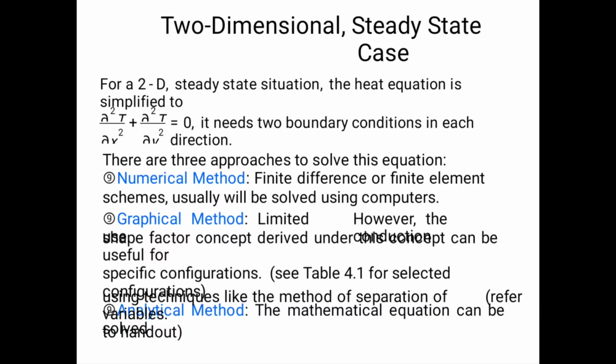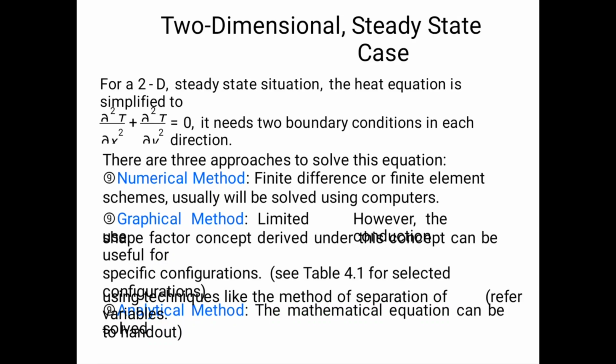In such a case, for a 2D steady-state situation, the heat equation is simplified. It needs two boundary conditions in each direction. There are three approaches to solve this equation. The first one is a numerical method, the second a graphical method, and the third an analytical method.